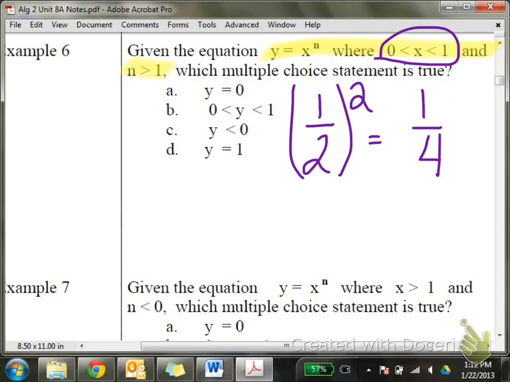Is 1/4 equal to 0? No. Wait, how did you get 1/4? Wouldn't it be 2 over 4? Hey guys, so we got 1/4. 1/4 is not equal to 0. Is 1/4 greater than 0 but less than 1? Yes, it is. Is 1/4 less than 0? No. Is 1/4 equal to 1? No. So what's our answer? B. Make sense? Okay, so last one, example 7.